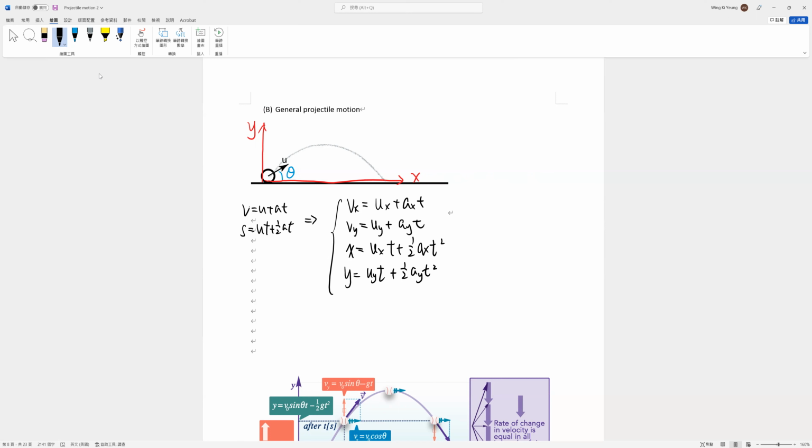The acceleration is always downwards. That is g.